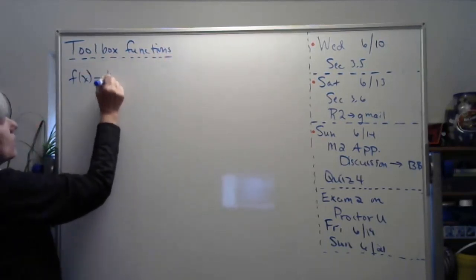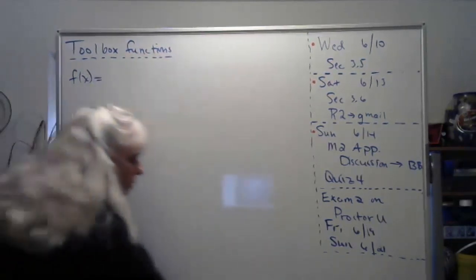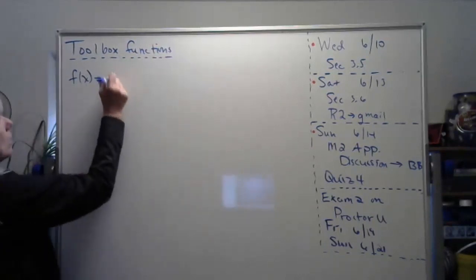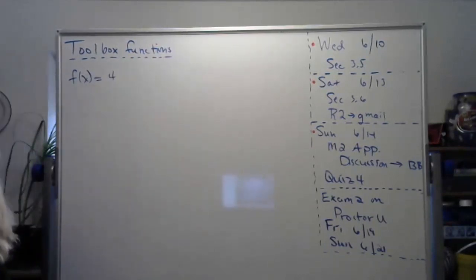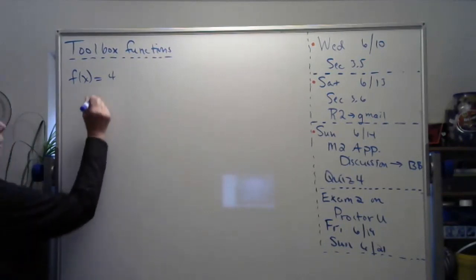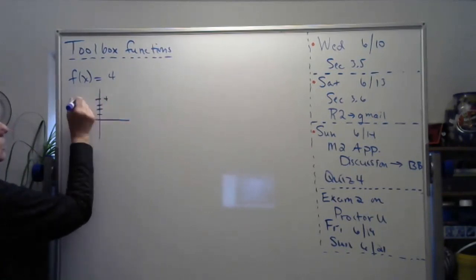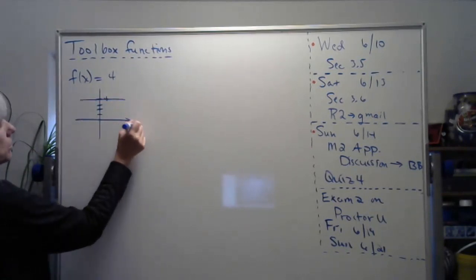Let's do the constant function. Let's do f of x, and I'll pick a specific number. Let's do f of x equals 4. So what does the graph of that function look like? And this is where I need your feedback. So horizontal line. Yep, it's a horizontal line up there at 4. Beautiful.